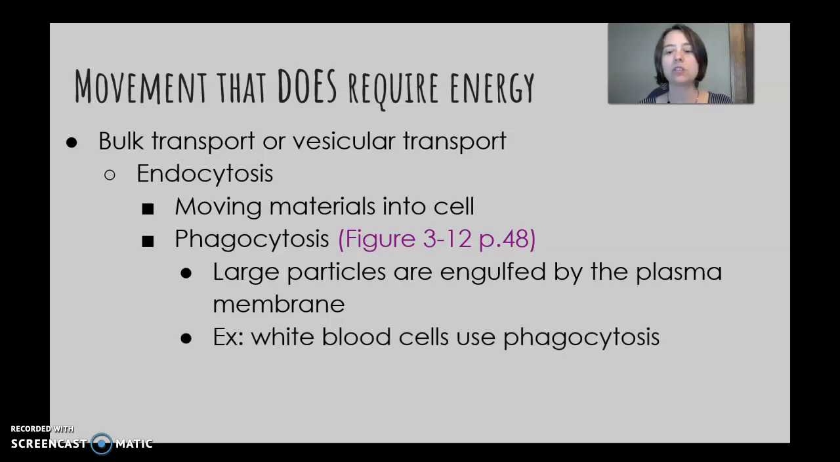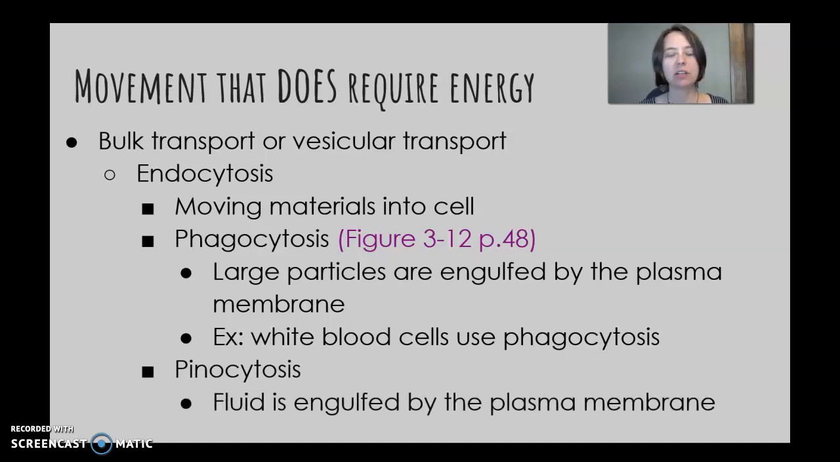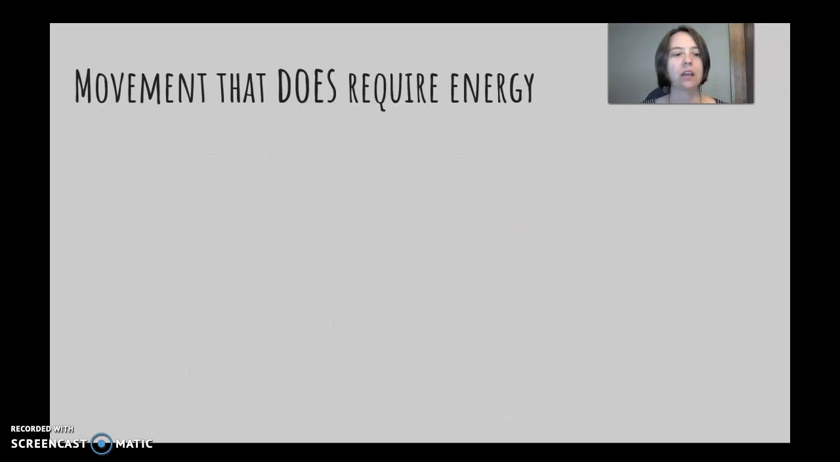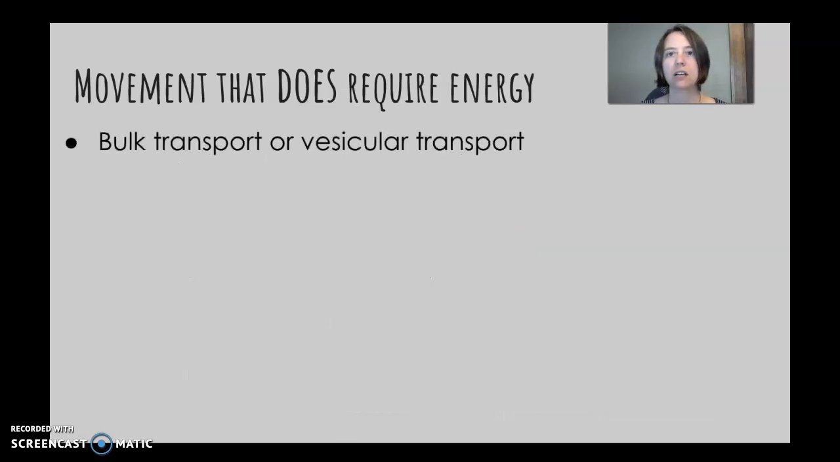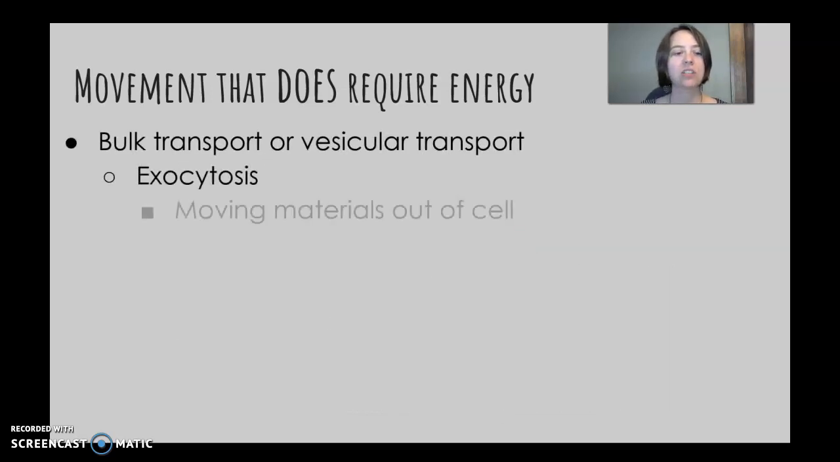So white blood cells use phagocytosis when they are engulfing a virus or a bacteria, and then they digest it and take care of it for us. And then pinocytosis is very similar to phagocytosis, but it's fluid. So it's like cell drinking. The fluid is engulfed by the plasma membrane, it gets into a little vesicle, and it goes where it needs to go. So what is the opposite of endocytosis?